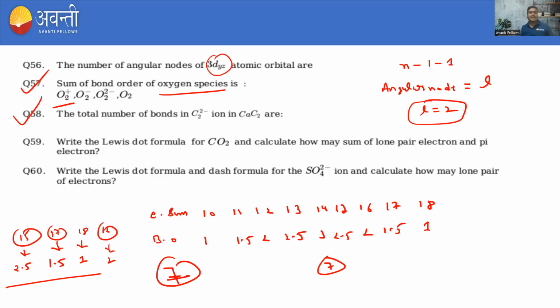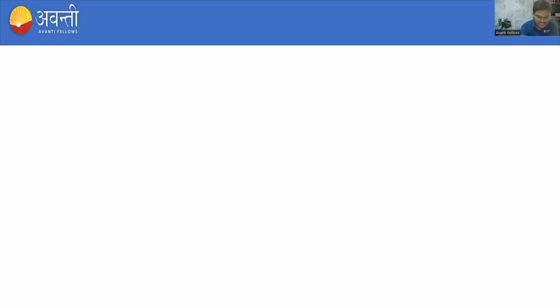That is question number 58. So how will you solve this question? Let's quickly see. The total number of bonds in C2 twice negative in CaC2. So let me draw the structure of CaC2, then only you are able to solve this.